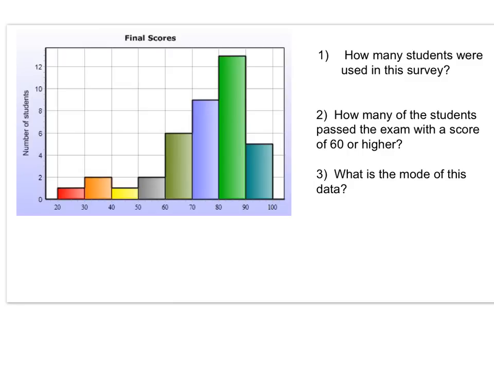All right, last slide for your notebook. I want you to go ahead and read or analyze this graph, answering questions 1, 2, and 3. When you are ready to check them, turn me back on. So go ahead and pause me.